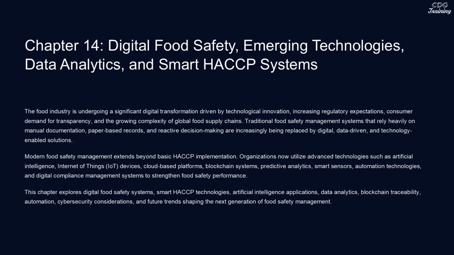Modern food safety management extends beyond basic HACCP implementation. Organizations now utilize advanced technologies such as artificial intelligence, Internet of Things, IoT, devices, cloud-based platforms, blockchain systems, predictive analytics, smart sensors, and data analytics to enhance their food safety management systems to strengthen food safety performance. This chapter explores digital food safety systems, smart HACCP technologies, artificial intelligence applications, data analytics, blockchain traceability, automation, cybersecurity considerations, and future trends shaping the next generation of food safety management.